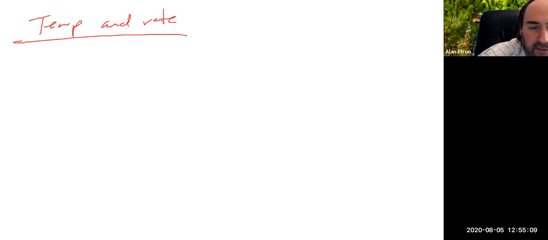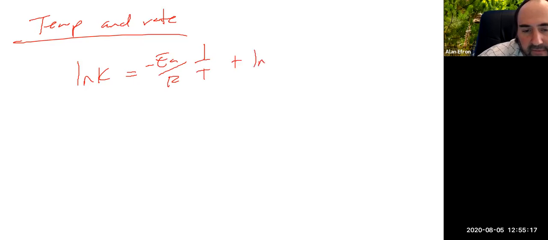We finished up talking about kinetics with the idea of temperature and the rate. And we saw a couple of versions here, but natural log of k equals minus Ea over R, times 1 over T, plus the natural log of A. This is the Arrhenius equation, which basically handles the combination of rate and temperature.